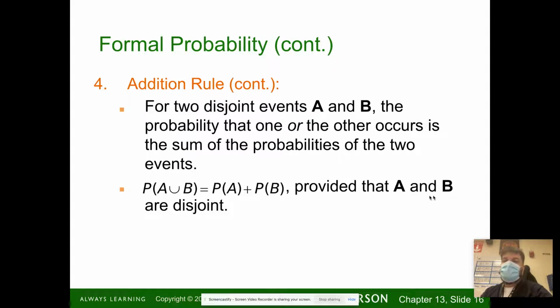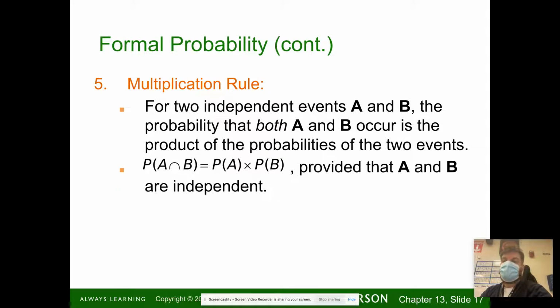Here they say the word and. I don't agree with that. They probably should say or. But you can think of it as and. What's the probability of getting this and getting that? Or what's the probability of getting both in one trial?